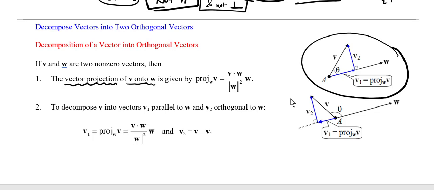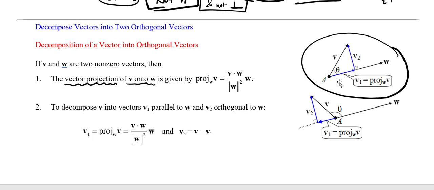We have this v vector up here in black. And we're given some other direction w, some other vector from A out in this direction. That's our w vector, from A all the way out here in black. It's a long vector as drawn. And what we're doing is figuring out how we can decompose this v vector into some vector v1 that's in the direction of w plus some vector v2 that is perpendicular to w.